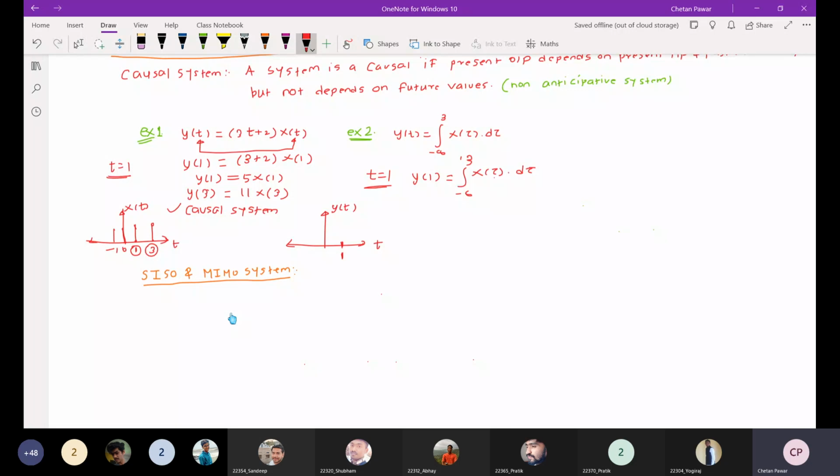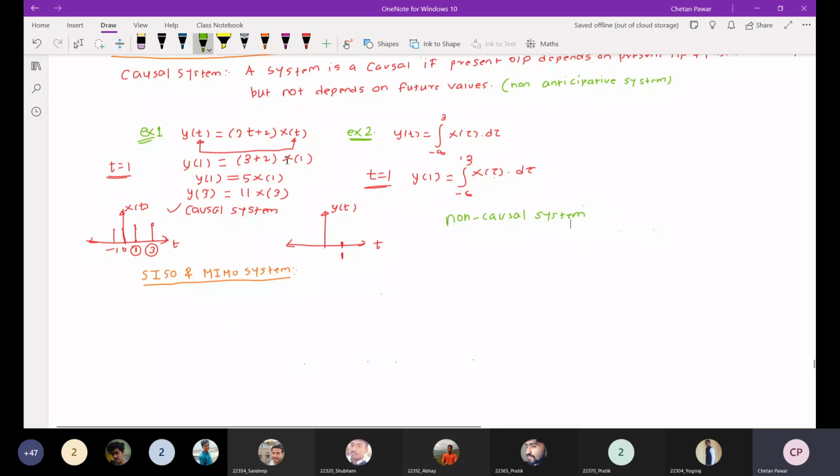Similarly, if I want to calculate the value of y at time instant 1, I need to take an integration from minus infinity to 3. Here 3 is a future value, the future time instant. So that's why this is a non-causal system, because the output depends on the future values.